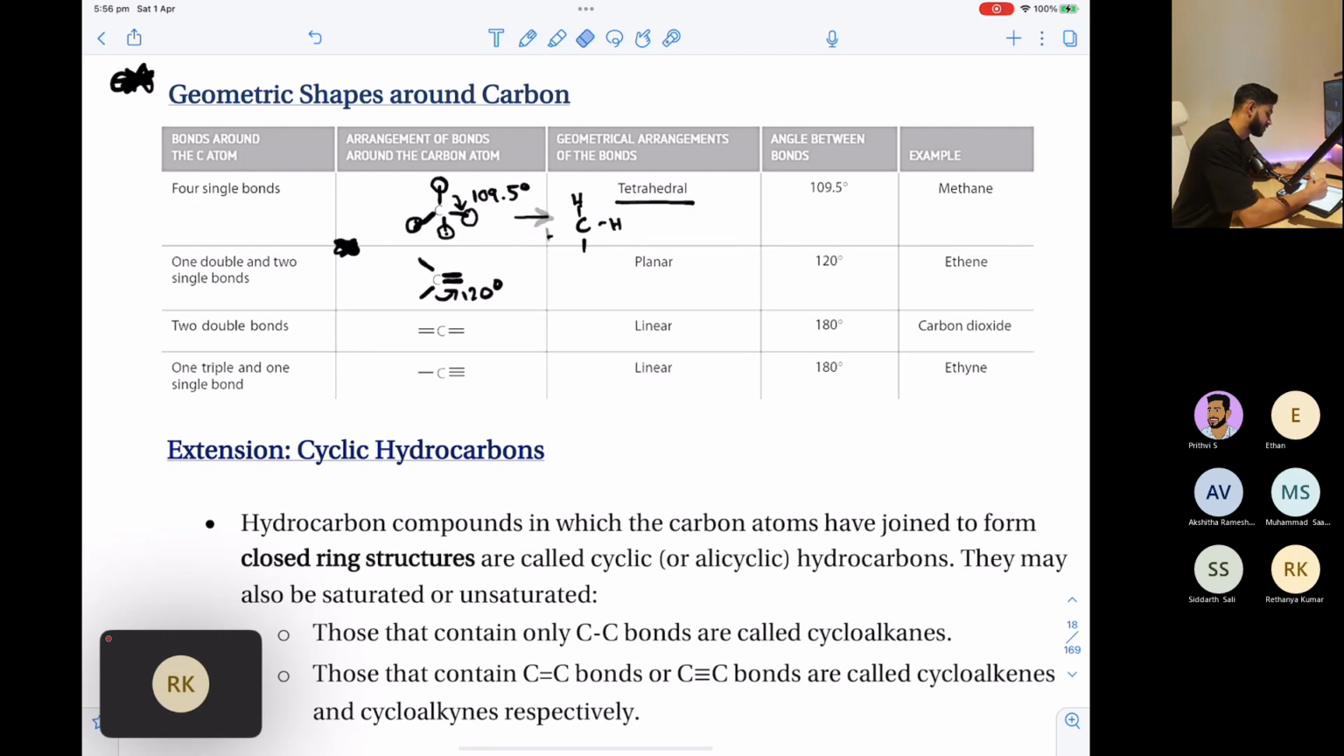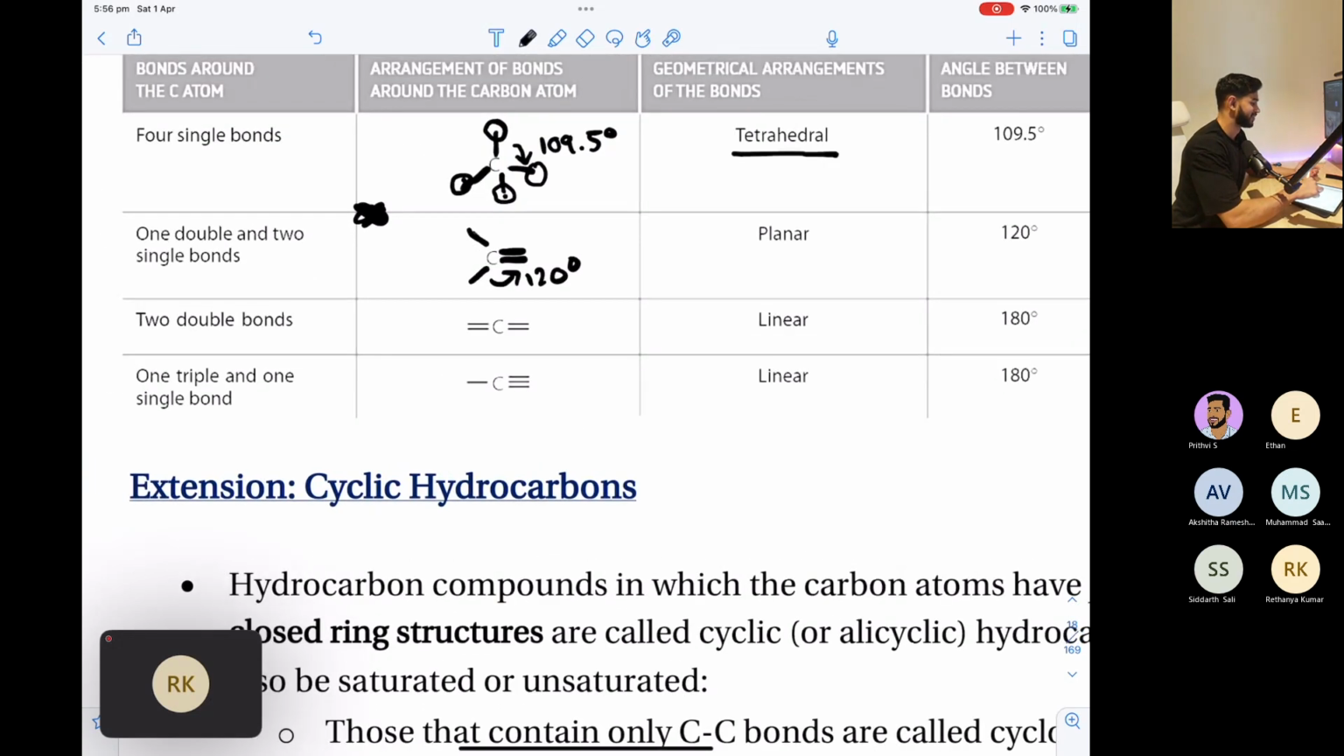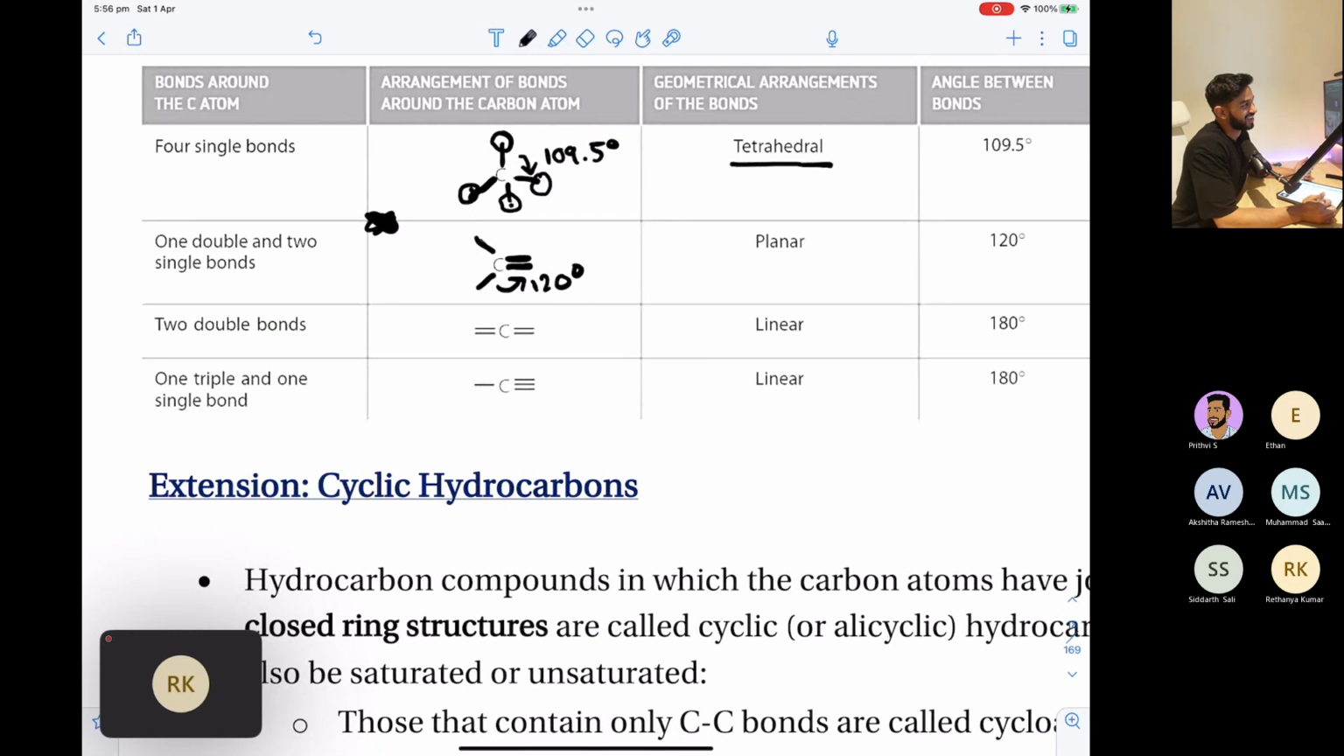All right, good. So now this is a high-yield part. With a planar arrangement, can you give me an example of a hydrocarbon that would have a planar arrangement? Propene. Let's see. We draw it out. Propene looks like this.